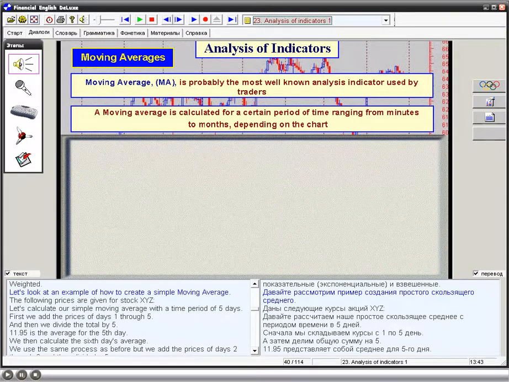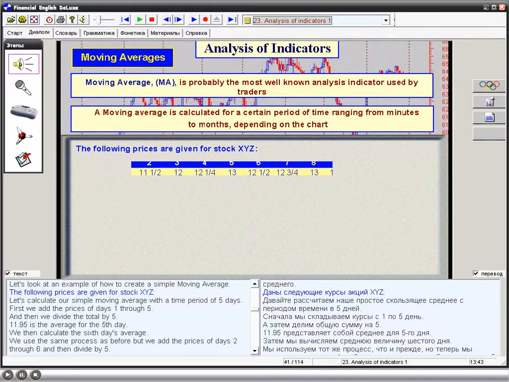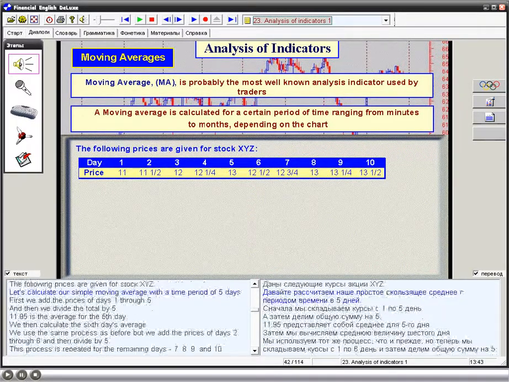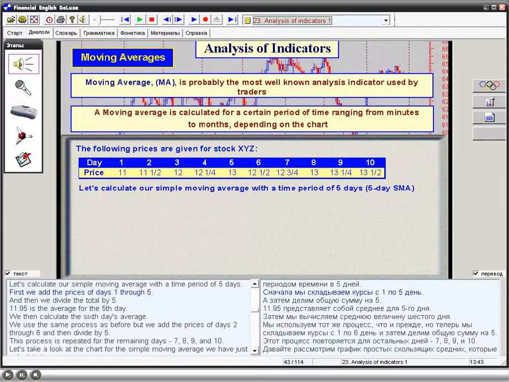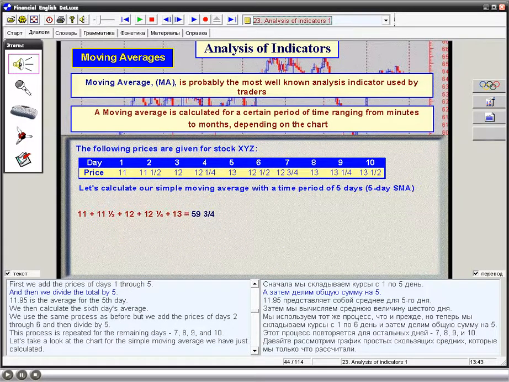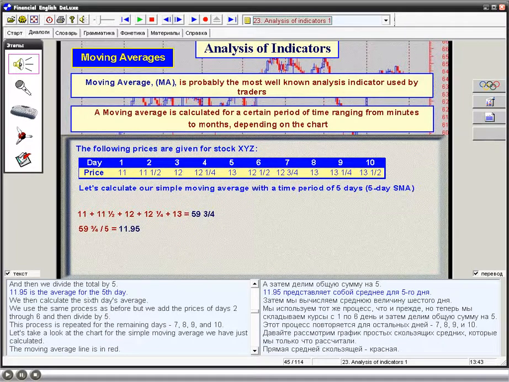Let's look at an example of how to create a simple moving average. The following prices are given for stock XYZ. Let's calculate our simple moving average with a time period of 5 days. First, we add the prices of days 1 through 5. And then we divide the total by 5. 11.95 is the average for the 5th day.